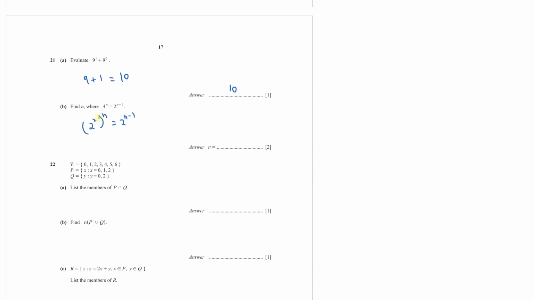And then 4 power n equals 2 power n minus 1. If I open the brackets, these powers multiply. So 2 power 2n equals 2 power n minus 1. So now the bases are the same. We can equate the powers and find the value of n. So 2n equals n minus 1. And then if I bring this n to this side, this becomes n equals minus 1.